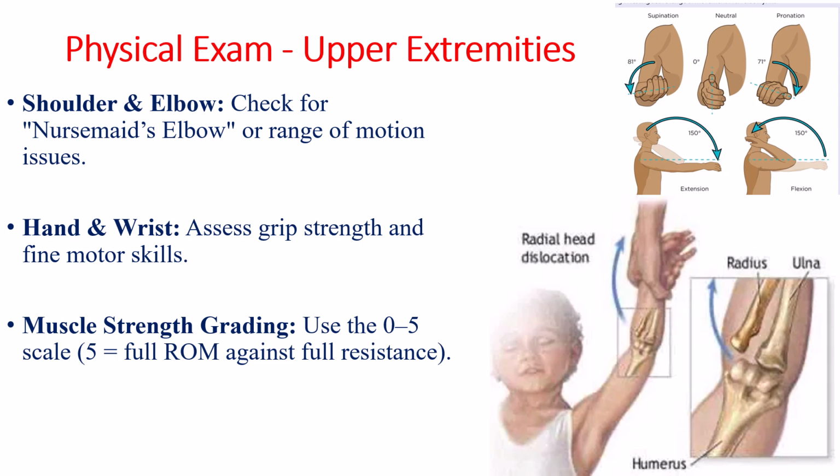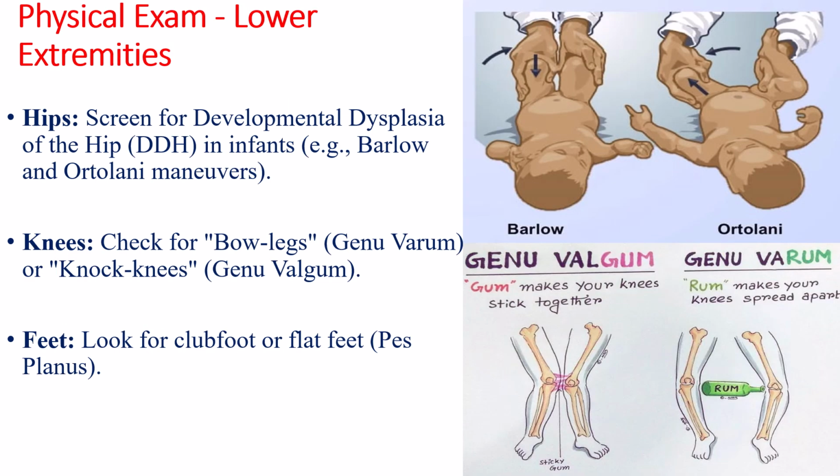On hand and wrist, assess grip strength and fine motor skills, and grade the muscle strength. Use the 0 to 5 scale, 5 for full range of motion against full resistance. On the lower extremity, screen for developmental dysplasia of the hip in infants by using the Barlow and Ortolani maneuvers. Check for bow legs or knock knees, and look for club foot or flat feet.